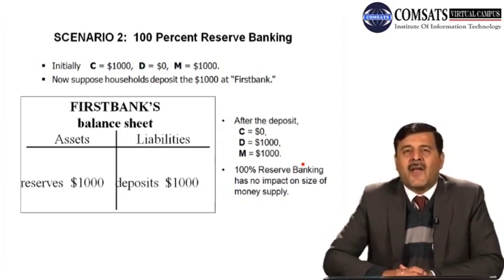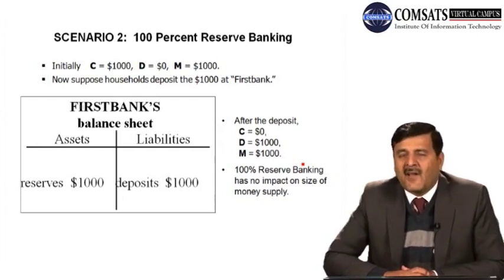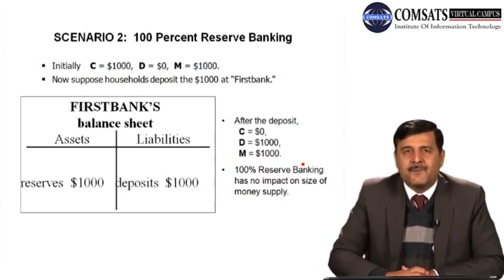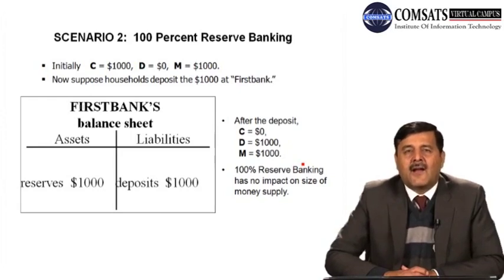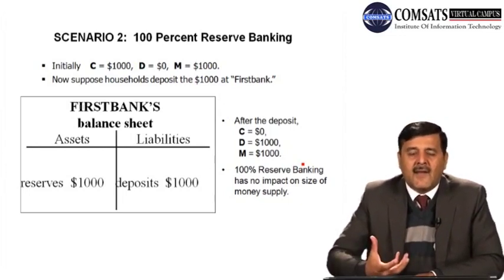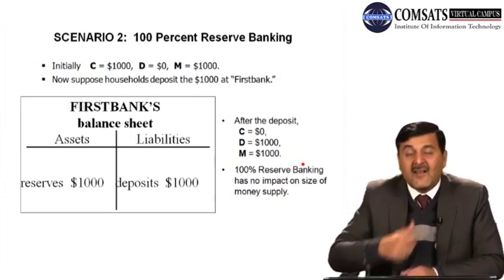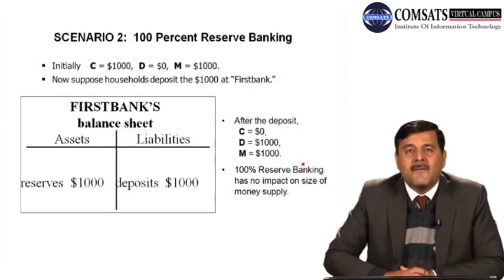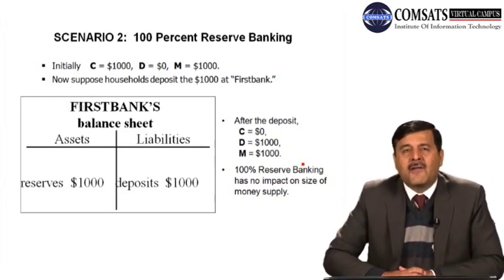as I told you, a bank's balance sheet has two sides, assets and liabilities. Now assets are the reserves and liabilities are the deposits. How much is the deposit here that we are talking about? 1000 US dollars. Liabilities? Assets? 1000 US dollars. After the deposits, currency will be 0, deposits will be 1000, money supply will be 1000 US dollars.